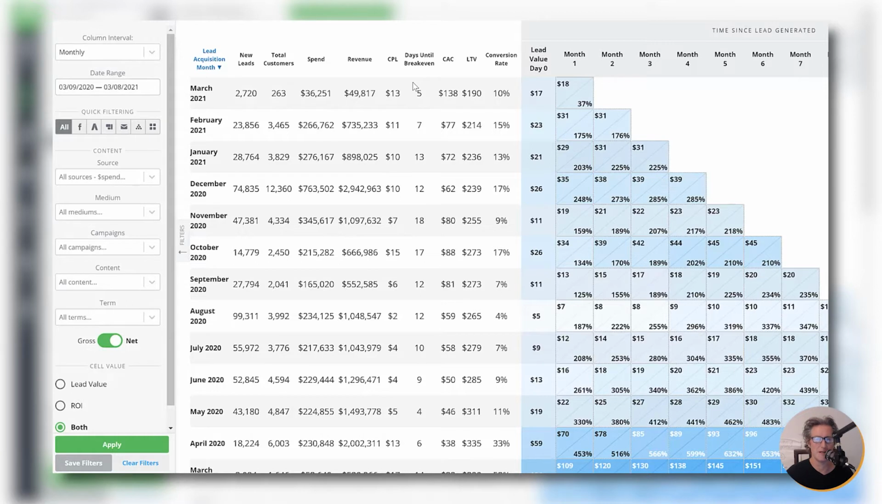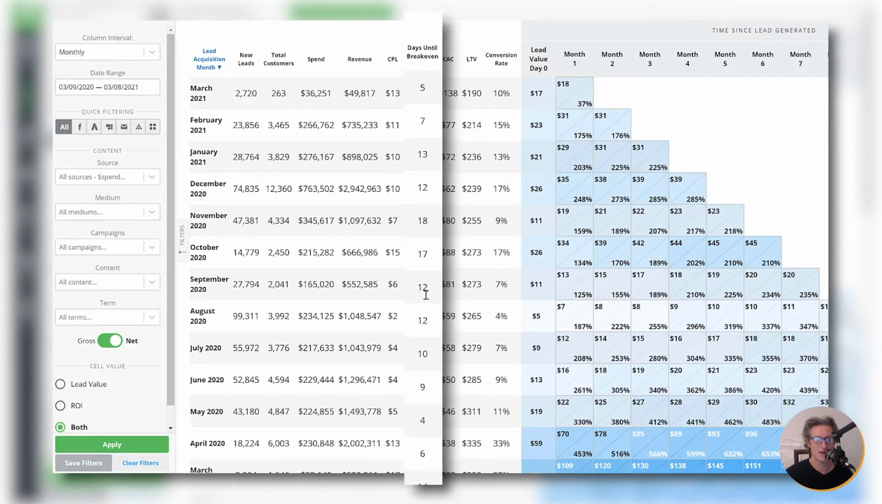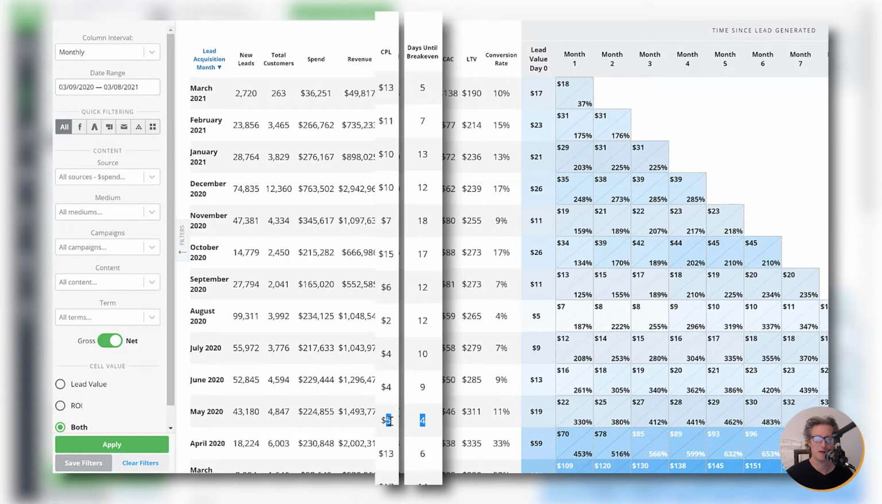So when you want to break even as fast as possible, you can just look down the days to break even and see what was a particular fast month. In this case, 4 days to break even in May looks really nice. That leaves a lot of days left to make some money. In that particular month, the CPL was $5. So now you know, hey, if I'm spending $5 on a lead, I'm going to break even really fast.